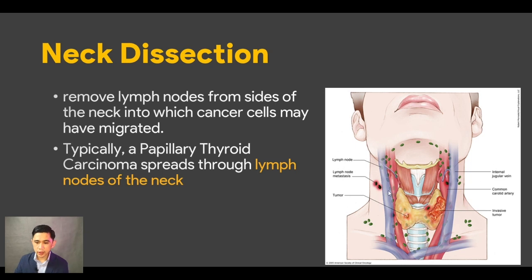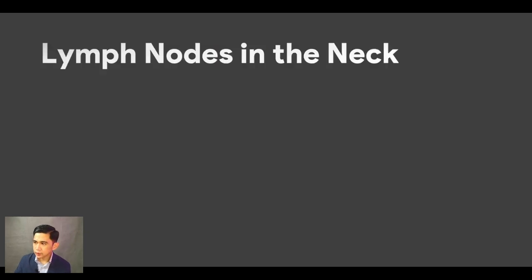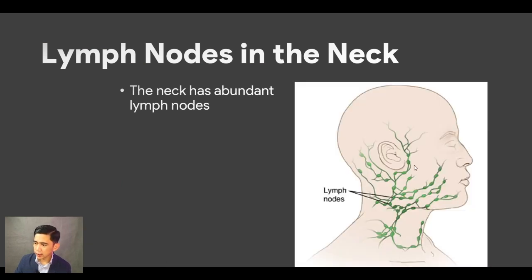So lymph nodes of the neck are structures of which the neck has an abundance. It looks something like this one. I usually describe the lymph nodes as like beans, like pork and beans. These are scattered all over the neck.